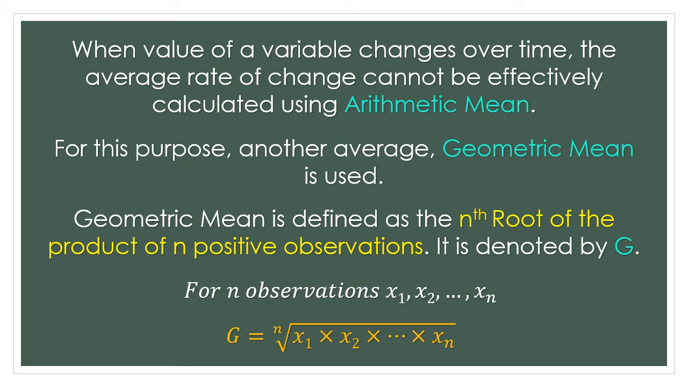That means in this formula we multiply all the observations and we find the root of the product by the number n. So for example, if I am calculating for 2 observations, I will find the square root of the multiplication of the 2 observations. If I am calculating the mean for 3 observations, I will find the cube root of the multiplication of the 3 observations. Similarly, if I have 8 different observations, I will find the 8th root of the multiplication of the 8 observations. So that is the geometric mean.